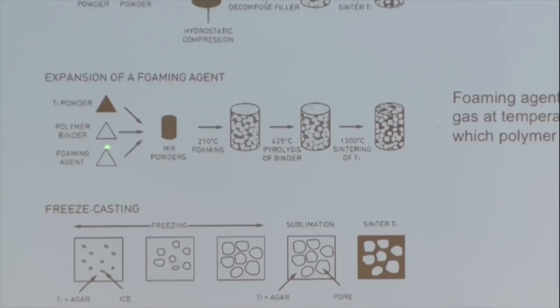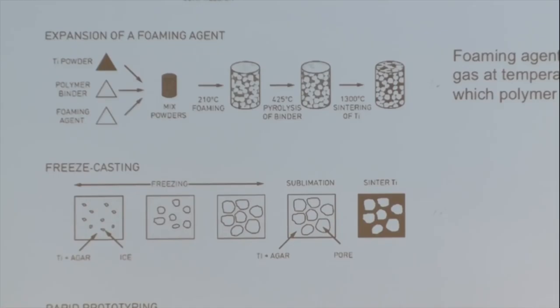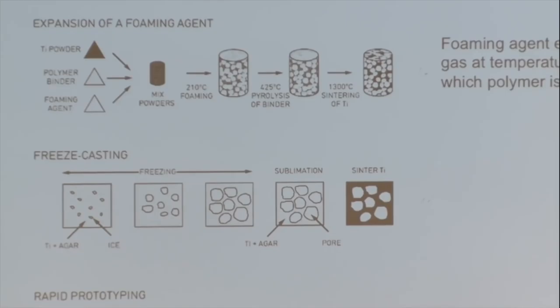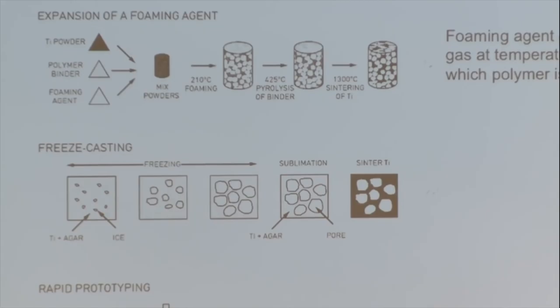This one's the expansion of the foaming agent. So you would take your titanium powder, you might have a binder, and then a foaming agent, and mix those all together. They heat them up until typically the binder becomes a liquid and the foaming agent foams up the liquid binder. Then they drive off the binder, and then they sinter the titanium at a higher temperature. So you've got a porous titanium left. This is the freeze casting or the freeze drying process. So here they would take titanium powder and put it in agar, and the agar is in water.